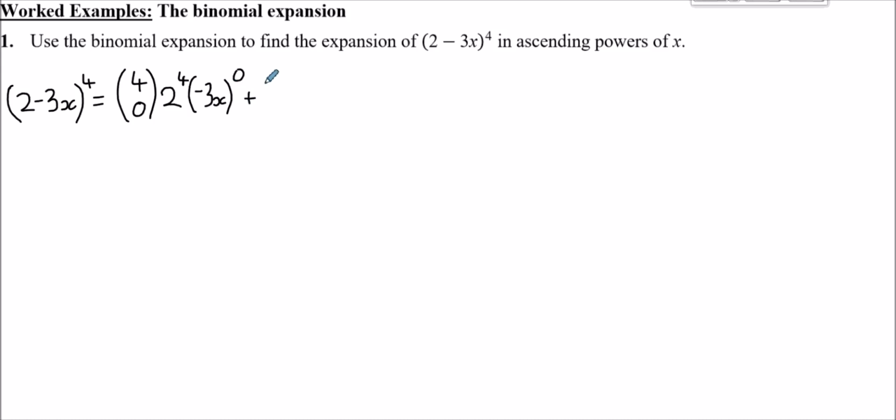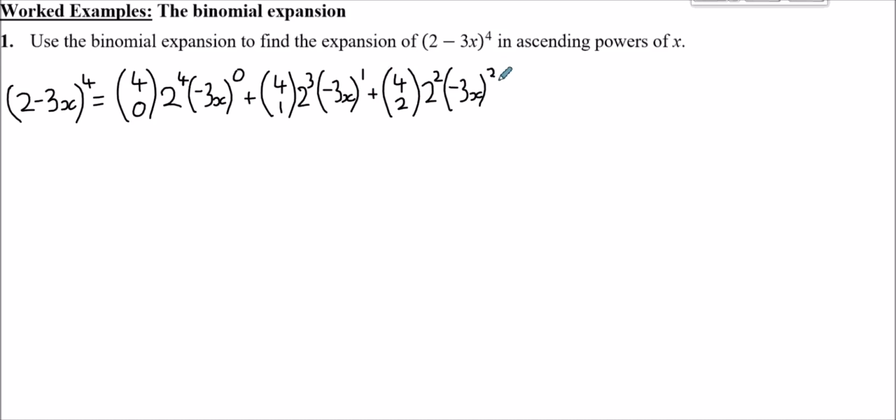Next along, we have 4 choose 1. Each time, this one decreases its power by 1, so we have 2 cubed next. Whereas for minus 3x, that's going to go up a power each time. So this one is now power 1. 4 choose 0, 4 choose 1, now we have 4 choose 2. 2 cubed goes down again to 2 squared, whereas the minus 3x goes up 1. It was power 1, it's now going to be power 2.